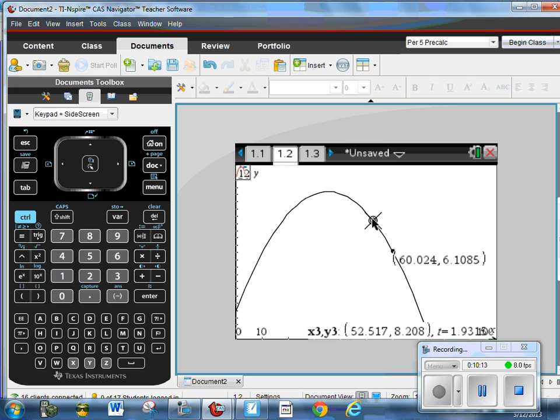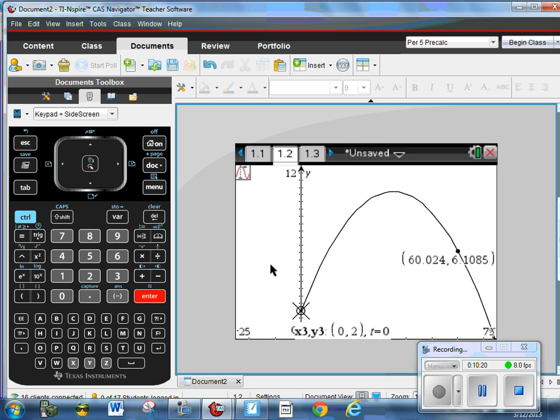So if I trace up here, let me actually type in 0. When I type in 0, I can type in anything I want for t. That tells me that at time 0, x is 0 and y is 2, which is my initial position. Then if I scroll along here, for example, at 1 second, I've moved 27 meters in the x direction, and I'm 9.7 meters high above the ground.